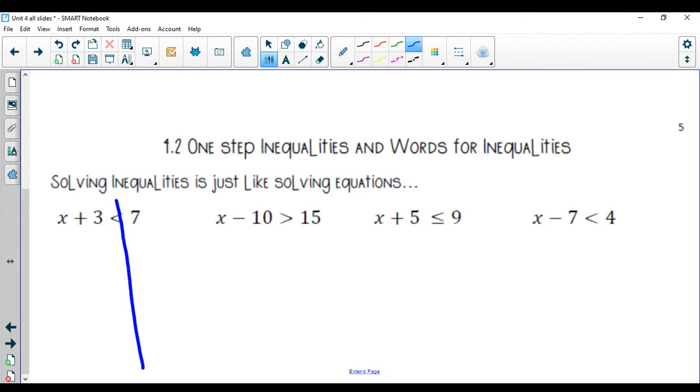I have x plus 3. My goal is still to get the x by itself. So to move the 3, I'm going to do a minus 3 on both sides. X is less than 4, and that's my final answer.